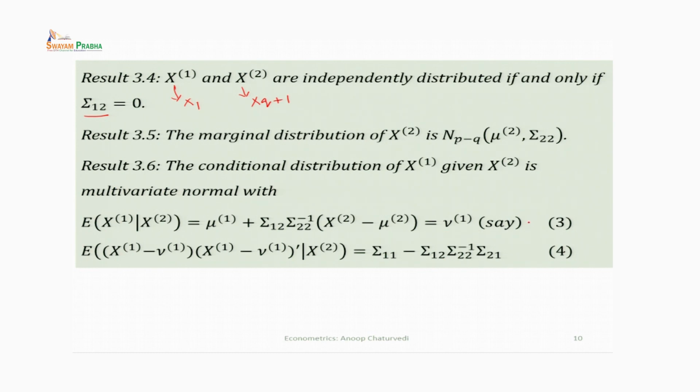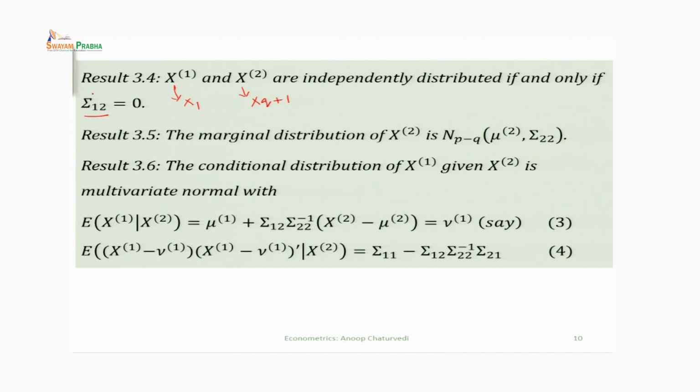Actually, if you consider this equation as a regression of x 1 on x 2, the elements of sigma 1 2 give the covariance between the first element of x 1, which is x 1, and the first element of x 2, which is x q plus 1.